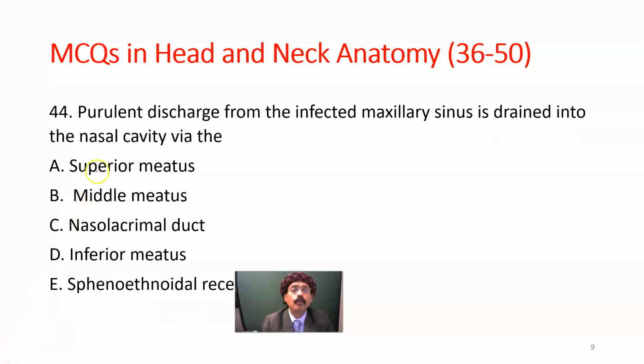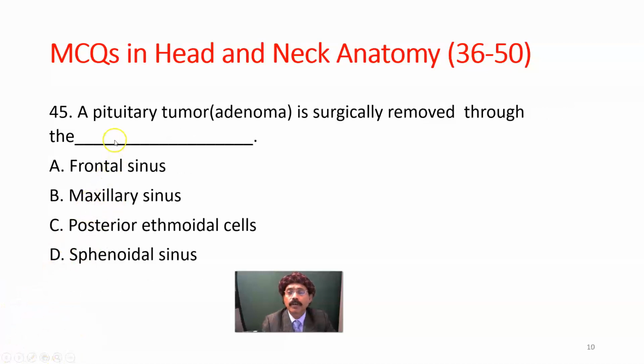Then purulent discharge from the infected maxillary sinus is drained into the nasal cavity via what? Via the middle meatus. B is the answer. Okay, so we got B, middle meatus. That is the answer. Okay, then we'll go to question number 45.